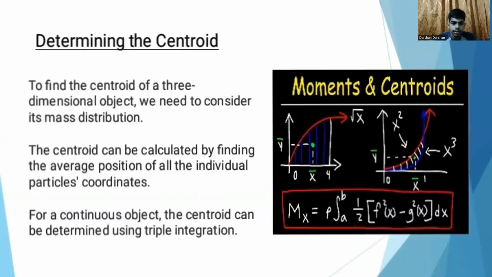Determining the centroid using triple integration. It could be moments and centroid. You can see here Mx is equal to the integration with limits a to b of the function. To find the centroid of a three-dimensional object, we need to consider its mass distribution. The centroid can be calculated by finding the average position of all the individual particles, that is coordinates. For a continuous object, the centroid can be determined using triple integration, as we know.